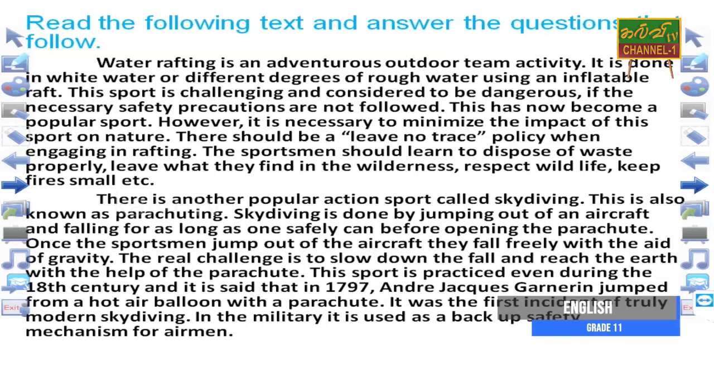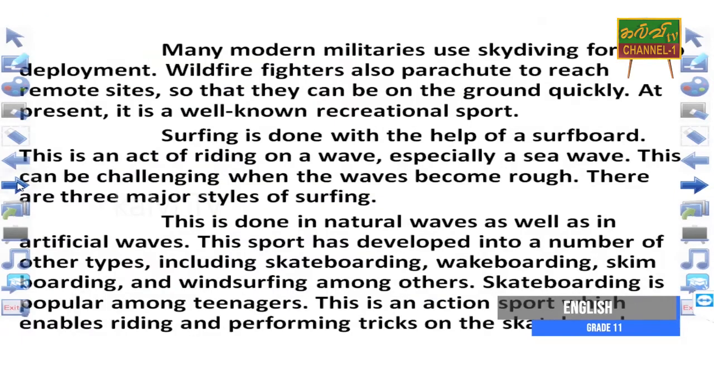So here they talked about the parachute. Parachuting means skydiving. It can be done with the help of a parachute. It can be used for the military for troop deployment. And if you look at the third paragraph, many modern militaries use skydiving for troop deployment. Wildfire fighters also parachute to reach remote sites so that they can be on the ground quickly. At present, it is a well-known recreational sport. So parachuting can be done as a sport also.